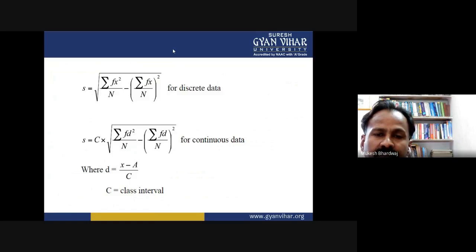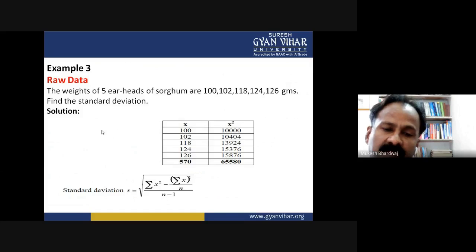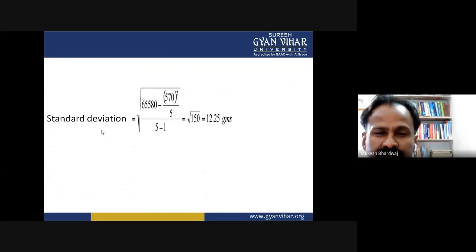And now we are moving to some examples. This is the example given for the raw data, and you need to find out the standard deviation. As per the formula, we are going to create the table: arrange the data in the columns, introduce the columns according to the formula, and do the totaling, because the summation terms are to be used in the formula. Here we require the sum, so put the summation and divide it by the number of observations. You are able to get the solution. So the standard deviation for the above example comes out to be 12.25 grams.